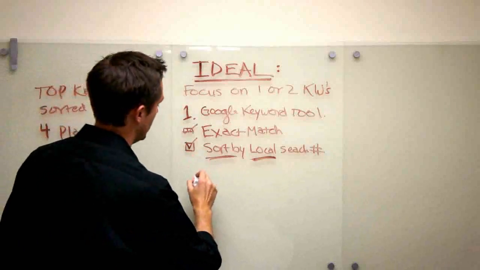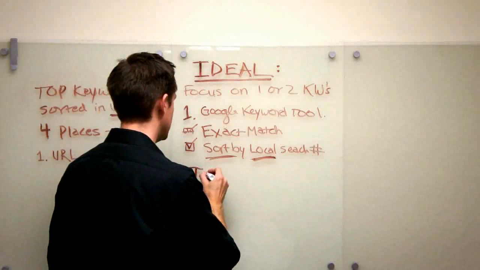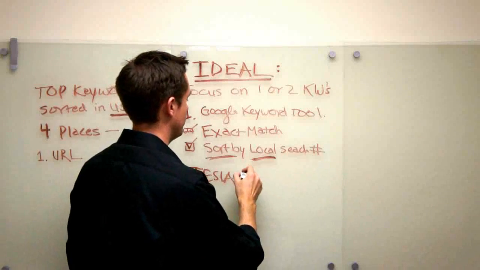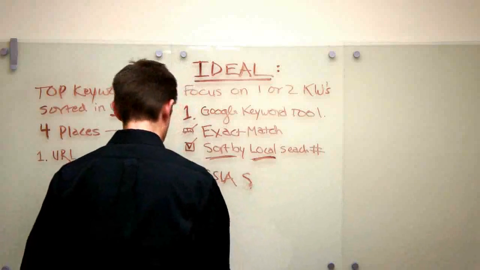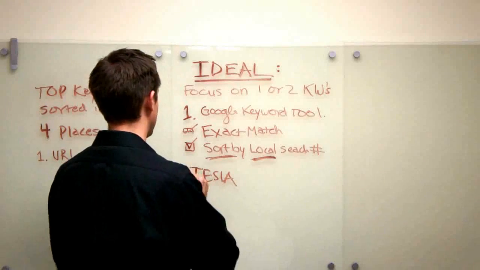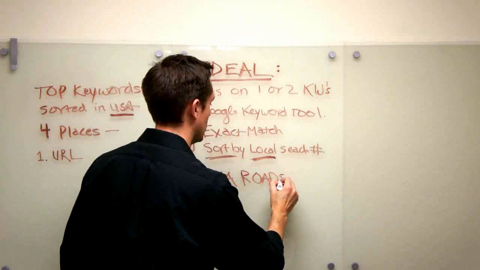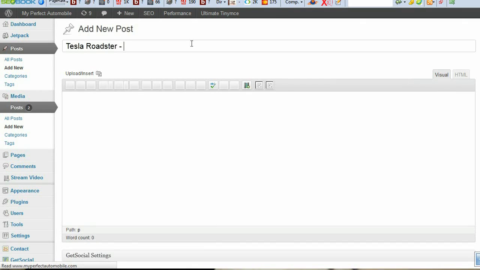So once you have the keyword, let's say for example Tesla, right? Number one is Tesla. Let's say it's the top search. And you know what? Let's make it Roadster. So we found the top search in the US. It's Tesla Roadster. Alright? So now that we know this is the top search, we're going to focus our article on these two words. Alright?